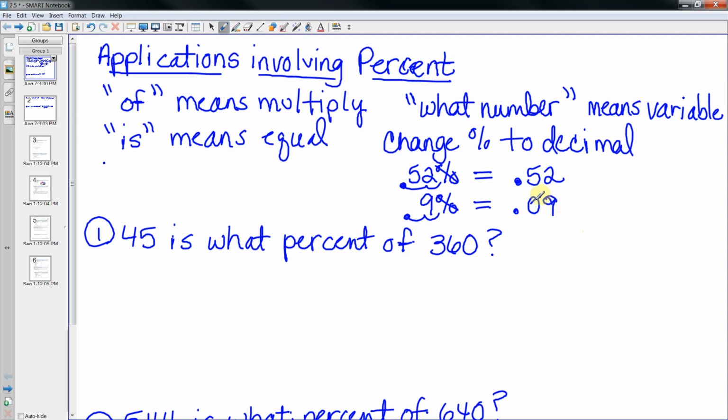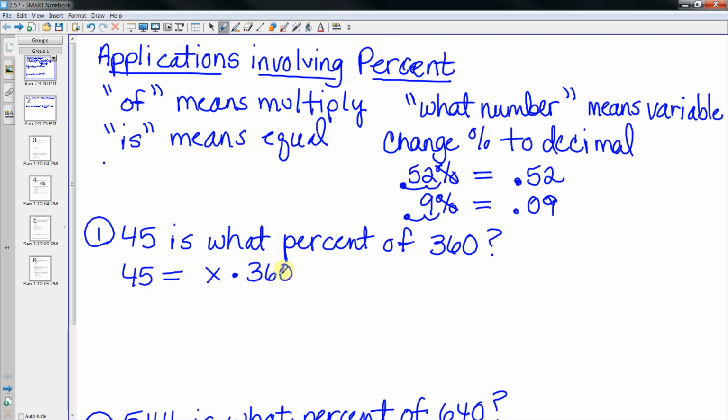And in some of them, we may have to go the other way. If we end up with a decimal and we need to go to a percent, we'll move our decimal to the right 2 places. Okay, so here's an example. Using our words, we're going to make an expression. So 45 is, remember, means equals. What percent is going to be my x? Of means times, and then 360. So 45 is what percent of 360?